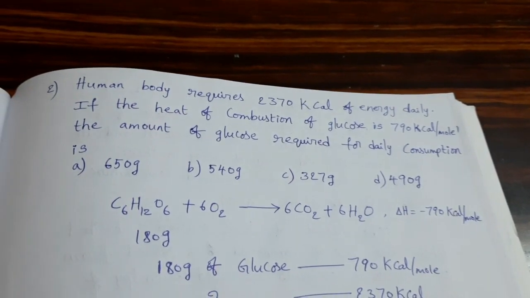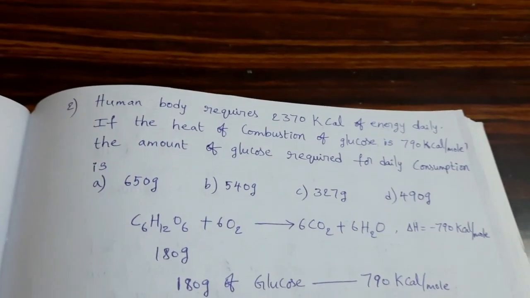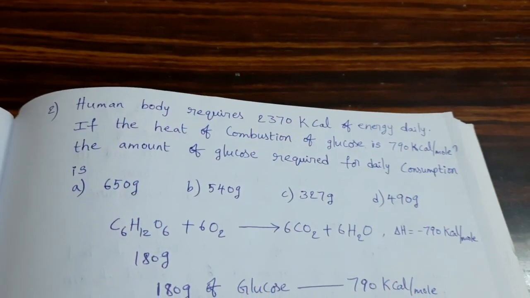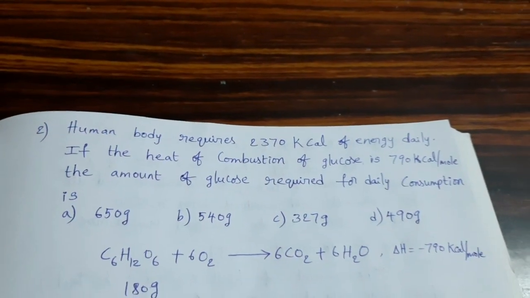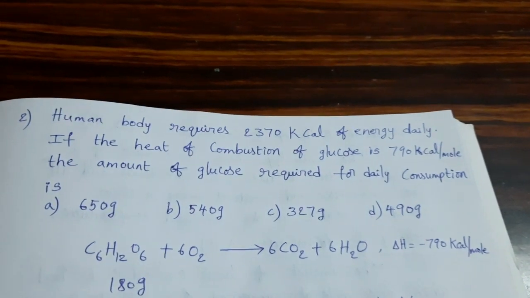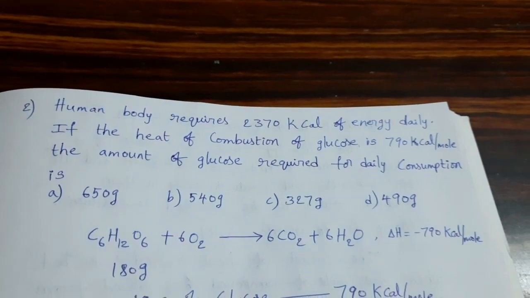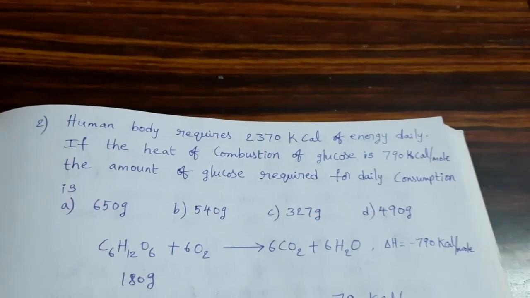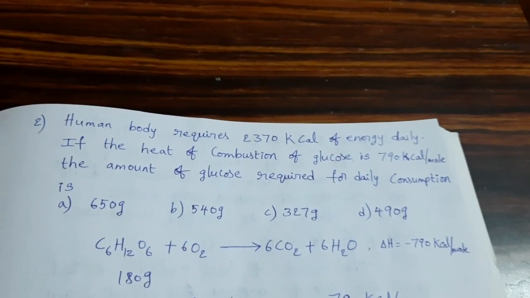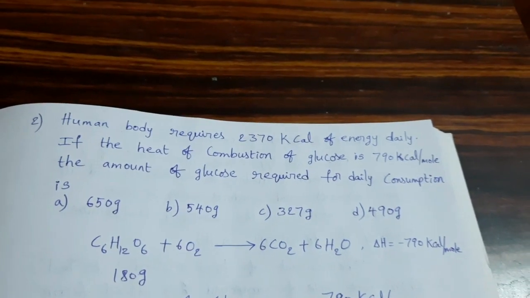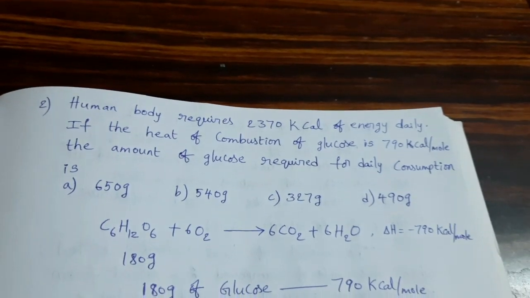In last class, we completed numericals related to enthalpy of combustion. See the next one. The human body requires 2370 kilocalories of energy daily. If the heat of combustion of glucose is 790 kilocalories per mole, the amount of glucose required for daily consumption is? So, for one day, the human body requires 2370 kilocalories. Now, the heat of combustion of glucose is given. For a particular person for daily consumption, how much amount of glucose is required?